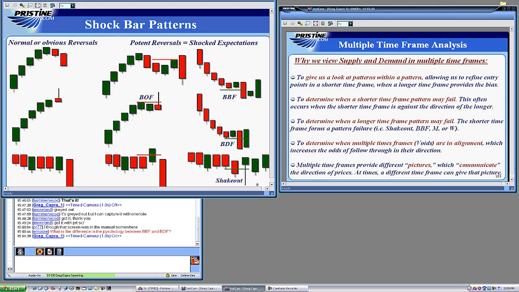Looking at smaller time frames, pattern failures, or the beginning of a failure, happen there. Breakout failures begin in smaller time frames. For example, what's happening currently in the market, that breakout above the recent highs and that topping tail that formed. There's nothing wrong in the weekly time frame right now. Matter of fact, last week was just a narrow range bar. It doesn't say that there's something wrong with the current trend on the weekly time frame.